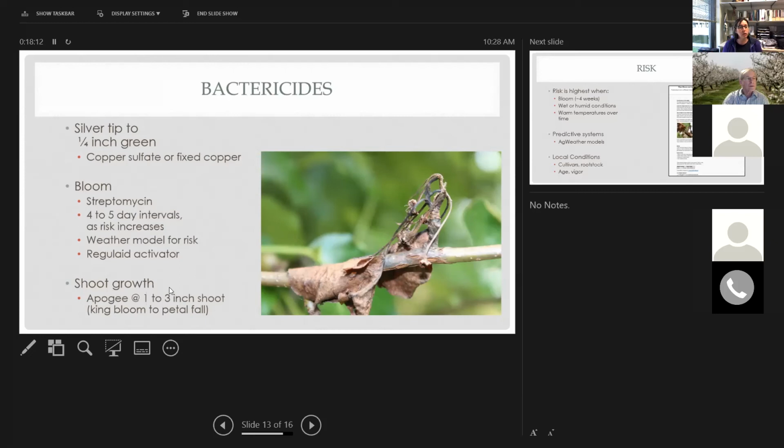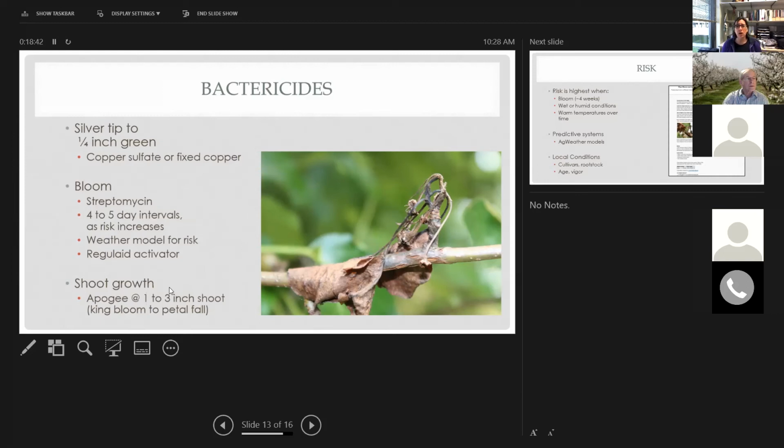All right, then at bloom, we're going to start with our antibiotics. Streptomycin is the gold standard. That's what we all use. Oxytetracycline and some of the newer products are promoted, especially where there's resistance. We do not have resistance in Kentucky. So streptomycin is applied every 4 to 5 days. You can stretch that out if it's drier. You cannot apply it more than every 4 days, as per label.